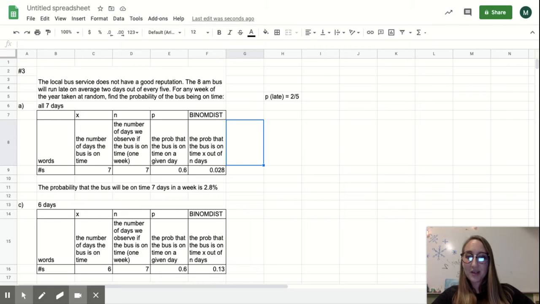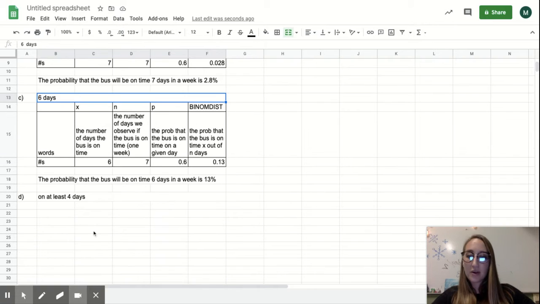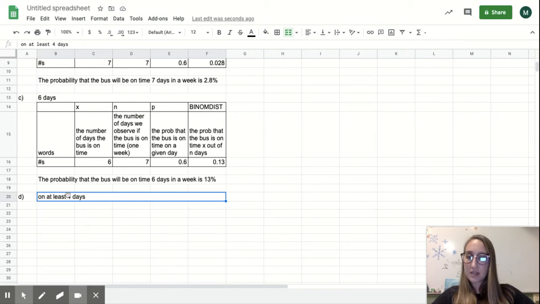Welcome back. So we are continuing our late bus problem. We've calculated for the bus being on time all 7 days a week and 6 out of the 7 days a week, but now we want to know at least 4 days. So I'm going to copy and paste the same table that we've been using.